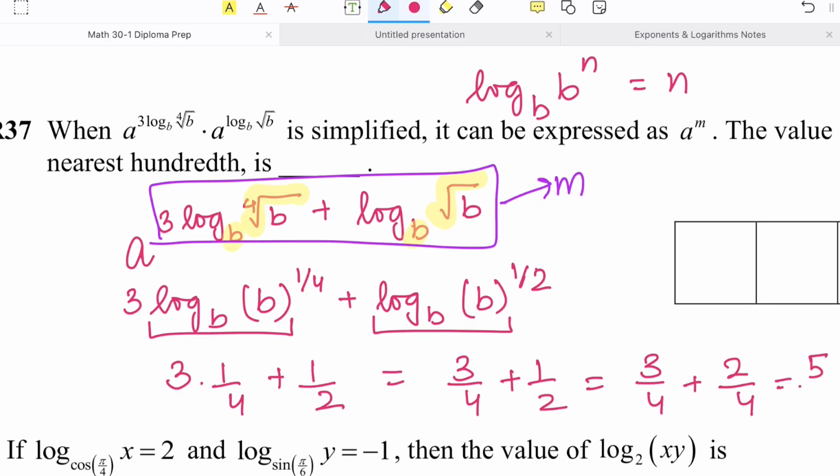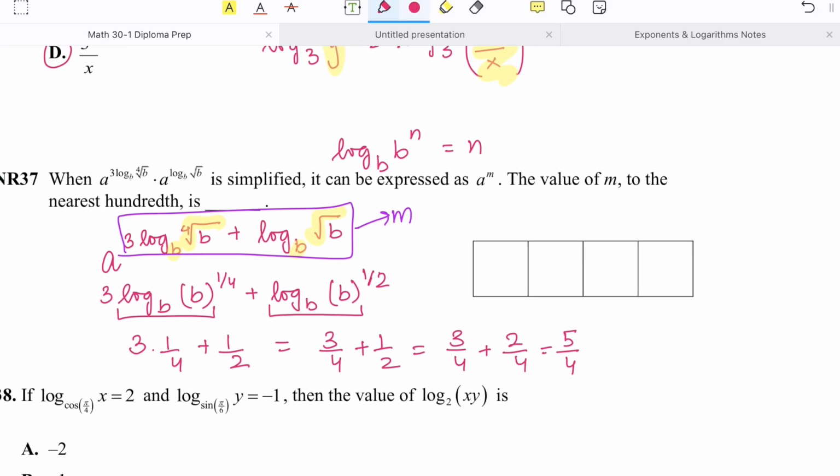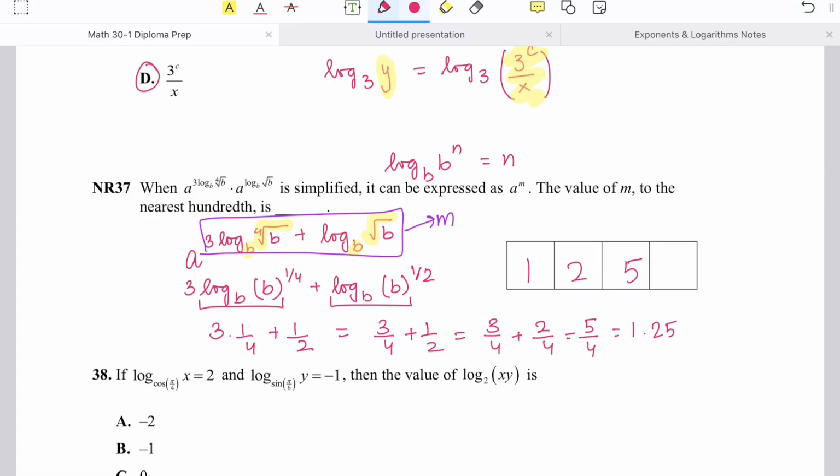Okay, and now you put that in the calculator, it should be 1.25, and that's how you write it. Okay, that's your answer. Let's do the next question.